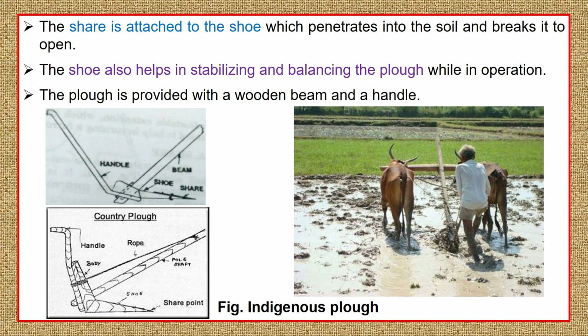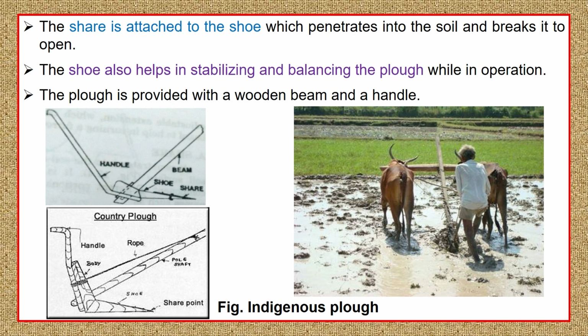So if you want to see how it looks, this is how an indigenous plough will look. To the left there are two line diagrams, where you can clearly see the handle, the body of the plough, the beam, and the sole. Over the upper surface of the sole, there is a metallic blade which we call a share. So this is how ploughs are made in the case of the desi plough or country plough.